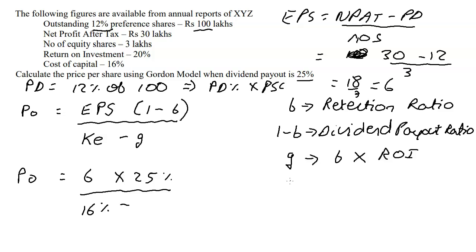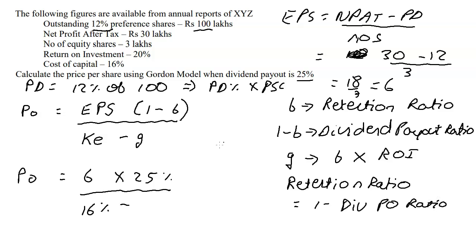Now you need to keep in mind retention ratio is equal to 1 minus dividend payout ratio. Understand, if you have a dividend payout ratio of 25%, that means the retention ratio is going to be 75%. So open bracket, and we have 75% multiplied by the return on investment, which is 20%. And now we can solve further.